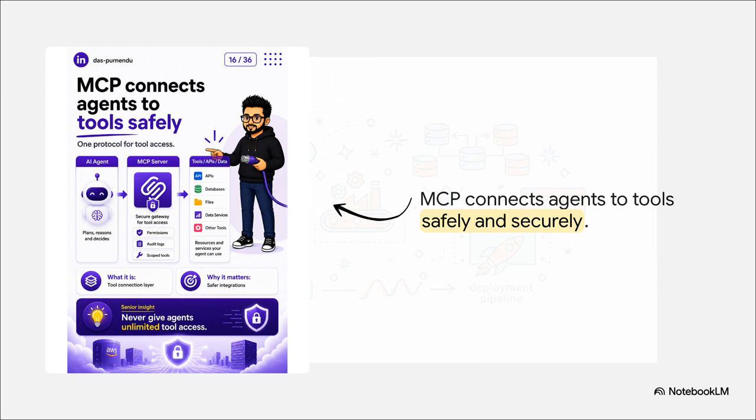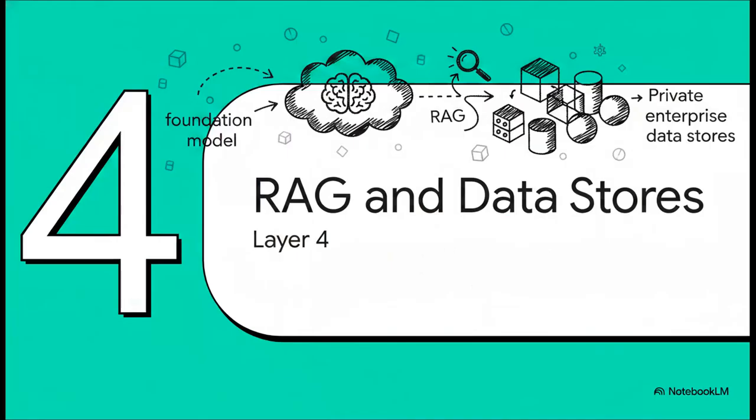They make sure the AI only has exactly the permissions it needs, and maybe most importantly, they maintain strict audit logs of every single action the agent tries to take. Next up, part 4, RAG and data stores.